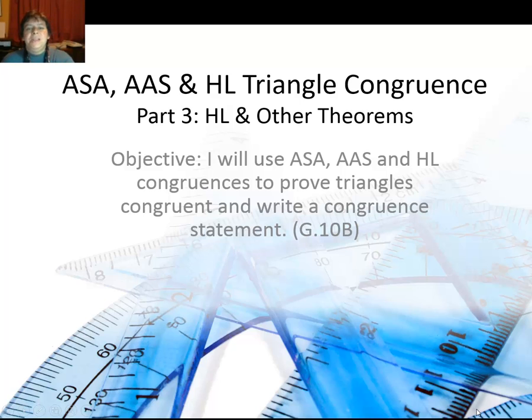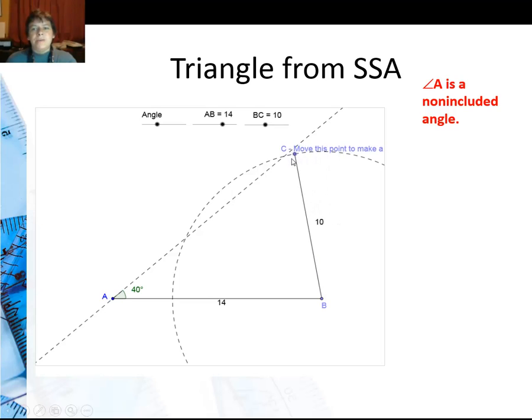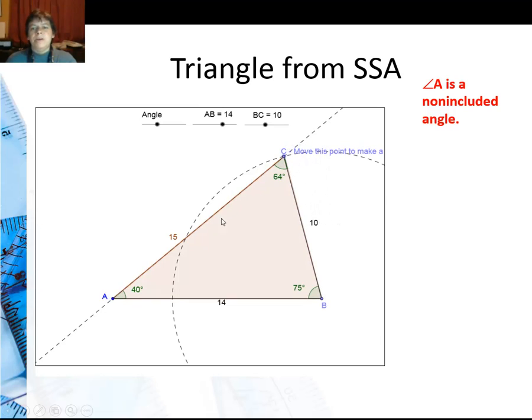Now we're going to take a look at the last part, which is hypotenuse-leg and some other theorems. First of all, before we start, let's see if we can make a unique triangle from side-side angle. So side-side angle, you have your non-included angle, which is angle A. Now, I'm going to move this point to make a triangle. When I move that point there, you can see that I actually did make a triangle. See, there's the angle, there's my side. There's my angle there, my two given angles and my non-included side.